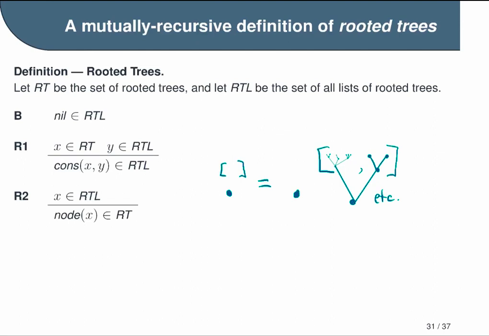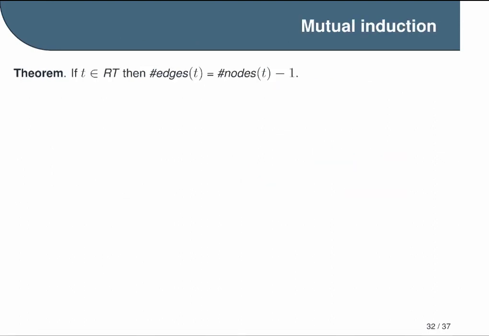The property we're going to prove is pretty straightforward, and it is stated by the following theorem. If T is an element of the set of rooted trees, then the number of edges in T is equal to the number of nodes in T minus 1. So in other words, for all rooted trees, there's going to be one more node than edges in that tree. So before we proceed, it's probably worth convincing yourself that this statement is actually true.